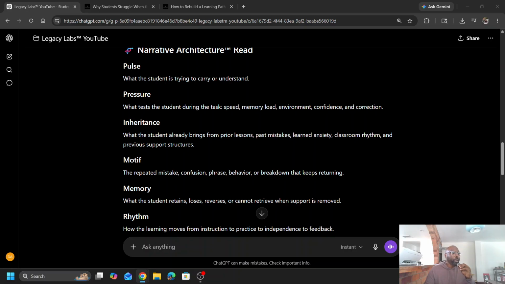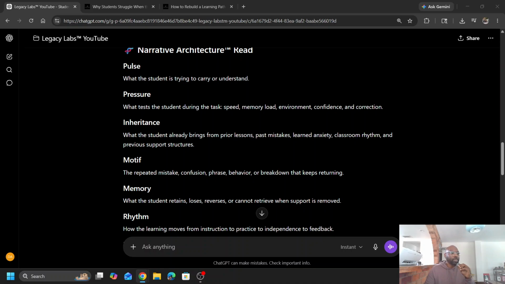Memory. Memory is what does the student retain, lose, reverse, or fail to retrieve? And that is the key. A student can know something in isolation and still lose it in sequence. That doesn't mean that the knowledge is absent. It might mean that the retrieval structure is unstable.